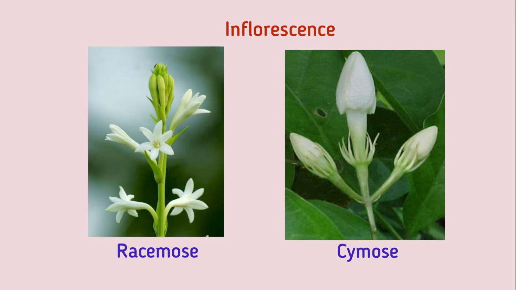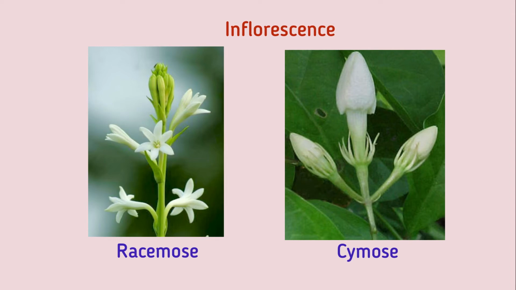Inflorescence. This term is new for you. Actually, inflorescence is a group or cluster of flowers arranged on a stem that is composed of a main branch or a complicated arrangement of branches. It can be racemose or cymose.